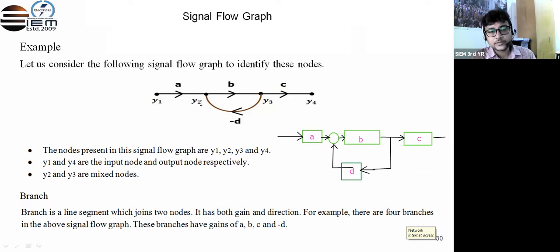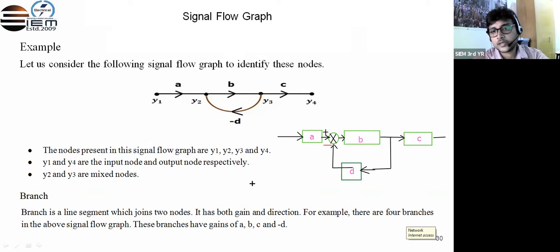And you see the sign which will be present here, this is positive, and the feedback value is negative. Clear? The feedback value is negative, and this is the summing point. Okay, this is nothing but the summing point.